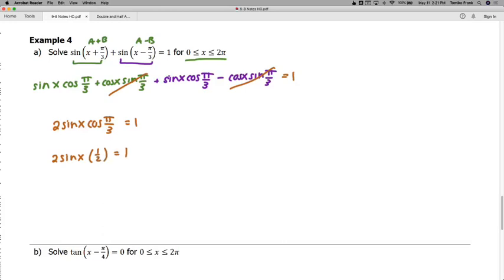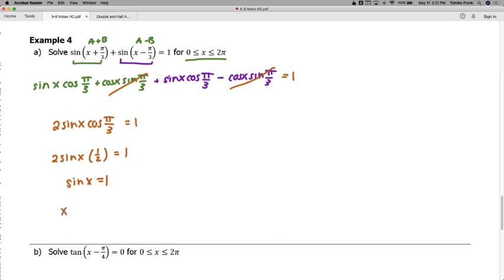So we end up with the sine of x is equal to 1. The question is now on the unit circle, so between 0 and 2 pi, where is sine equal to 1? Where are the y values of those ordered pairs on the unit circle equal to 1?